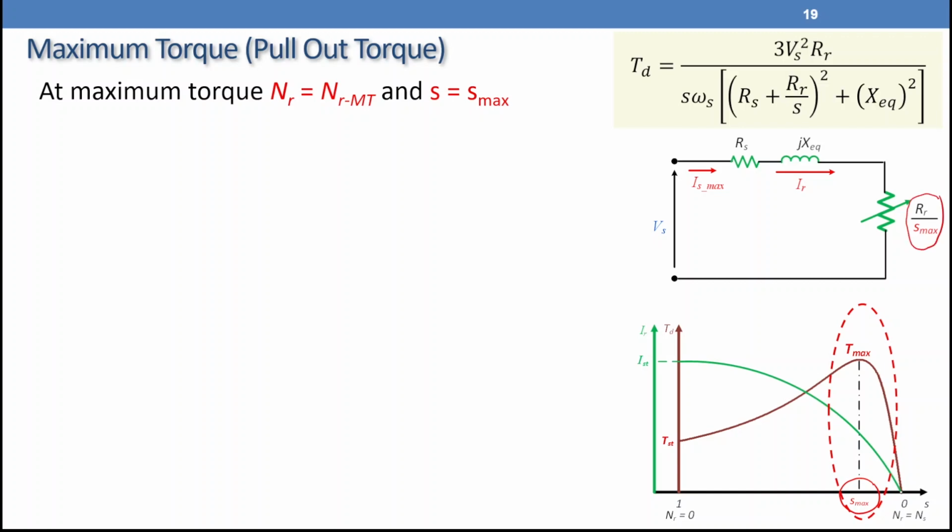The question now: how to calculate S maximum? The torque is a function of the slip S. So from math, if we differentiate the torque equation with respect to S and set that equal to 0, we are going to find S, which equals S maximum, and then we are going to substitute in the torque equation to find the maximum torque. That one is a long story. There is another derivation which is a simple derivation.